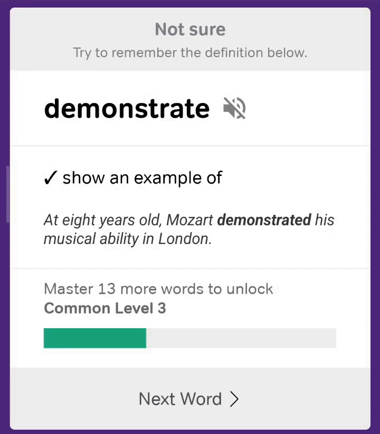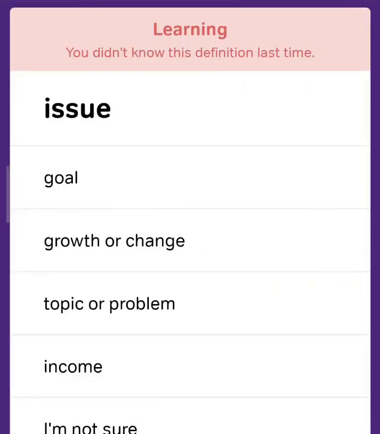Demonstrate, show an example of. At 8 years old, Mozart demonstrated his musical ability in London.